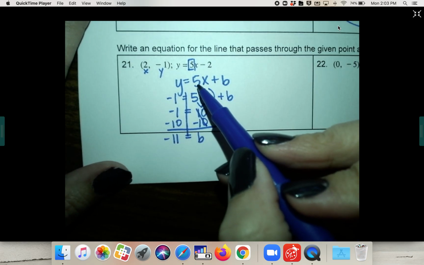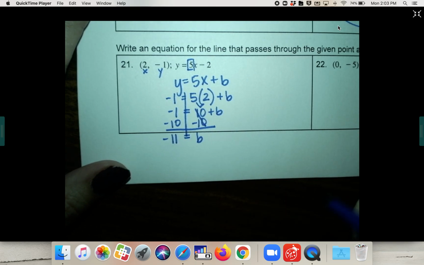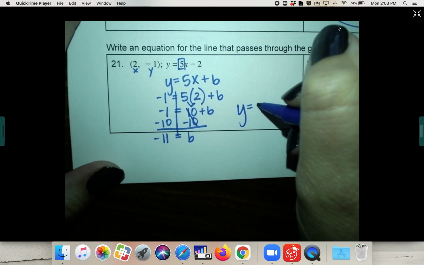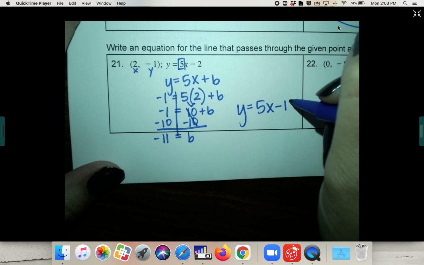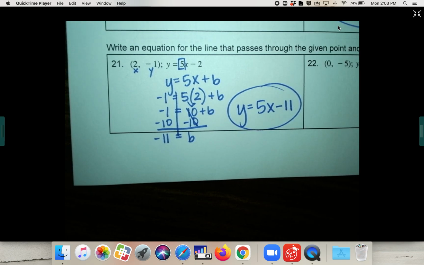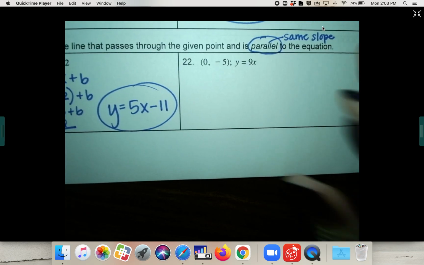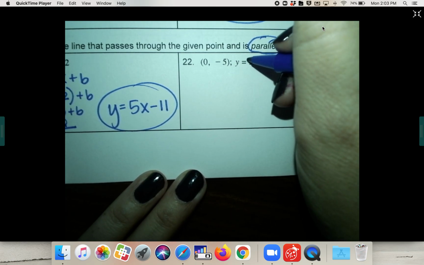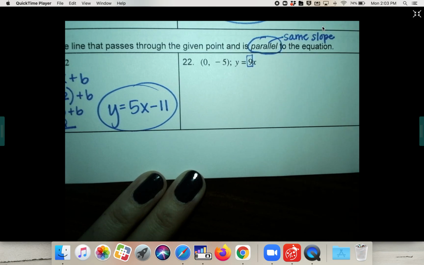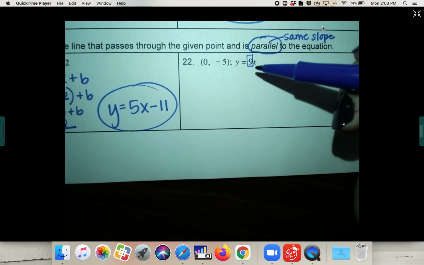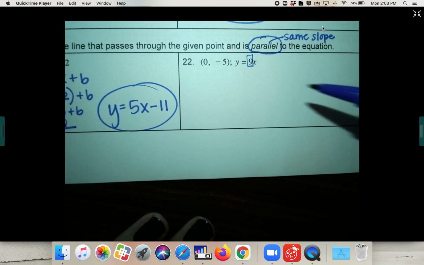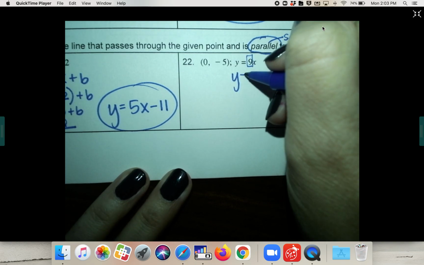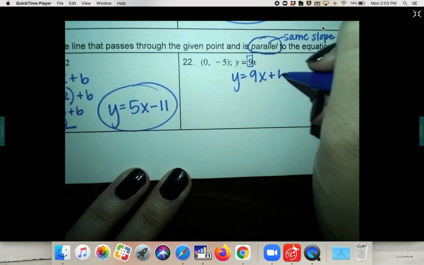We know 5 is our slope. We know now that negative 11 is our b. So we've got y equals 5x minus 11. All right, next one. y equals 9x. And it doesn't even have a b in this case, but it doesn't matter because we're going to find our new b. All we care about is that we use the 9 for the slope because they're parallel. So y equals 9x plus b.